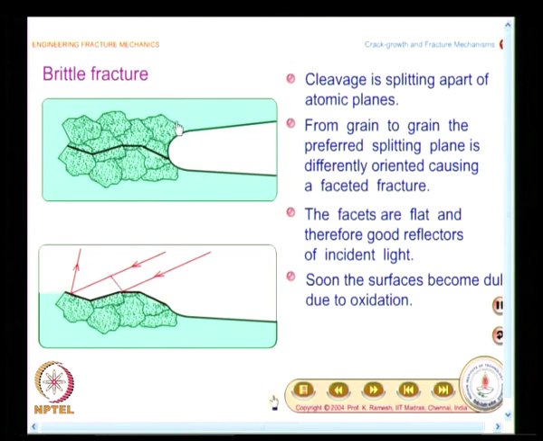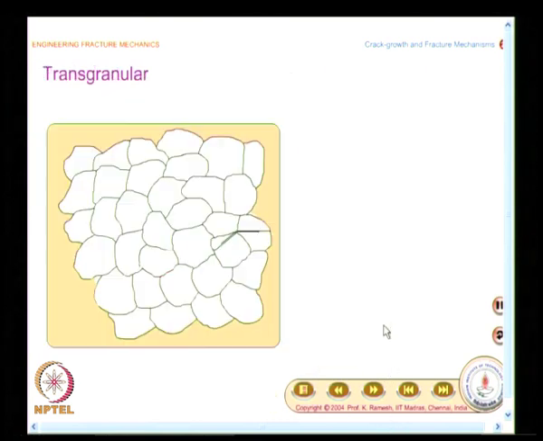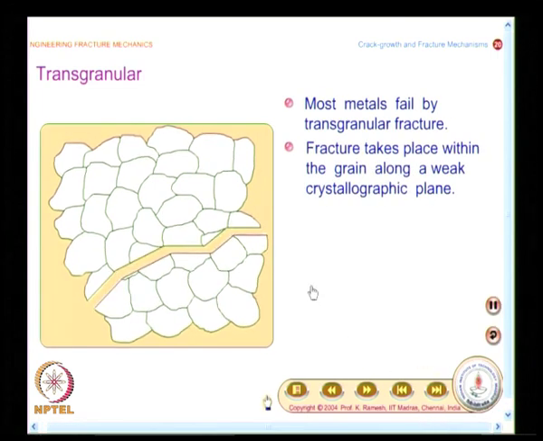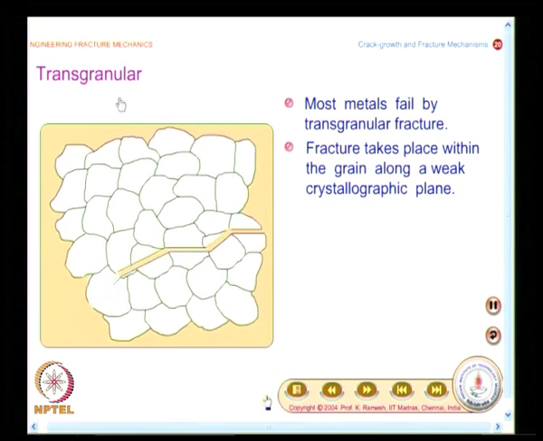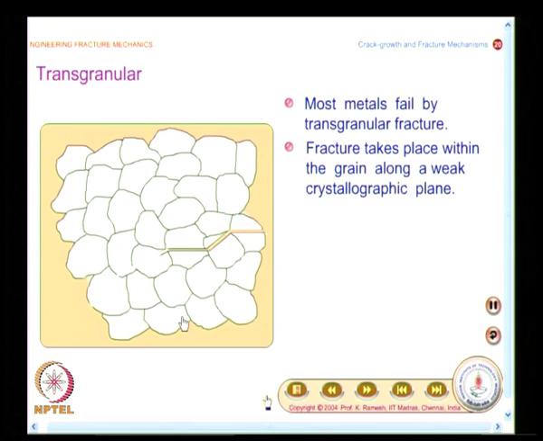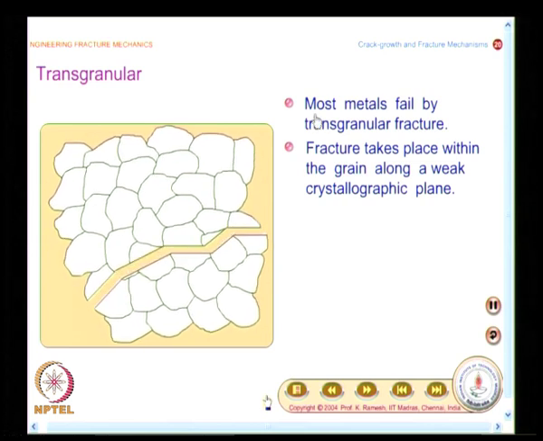So, what you find here is the crack advances grain by grain and the weak planes are different. So, you find a faceted type of crack. That is a characteristic of it, and because it moves grain by grain, the process is very fast. And you also have two classifications of this kind of fractures. One is transgranular, that is what we had seen just now, and it says that most metals fail by transgranular fracture.